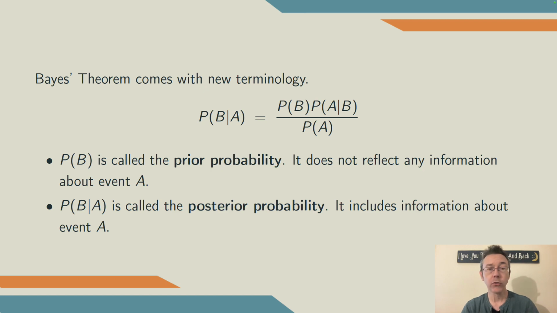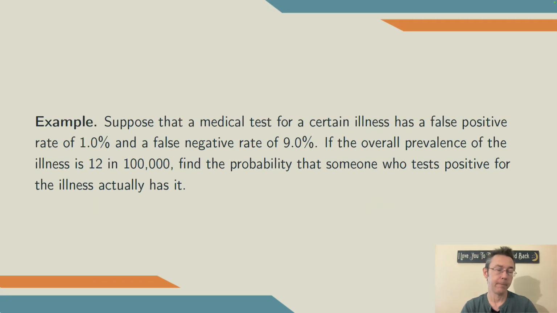Bayes' theorem comes with new terminology. The probability of B is called the prior probability. It doesn't reflect any information at all about whether or not A has or has not occurred. The probability of B given A is called the posterior probability, and it does include information about whether or not A has occurred. Let's do an example.